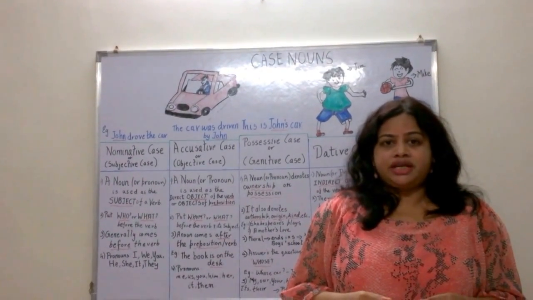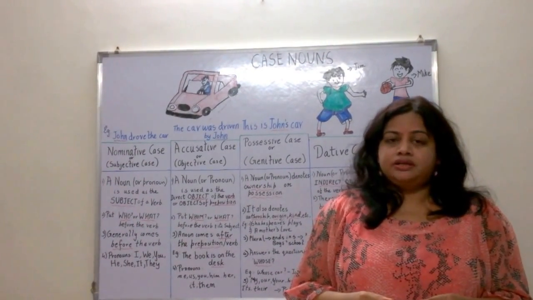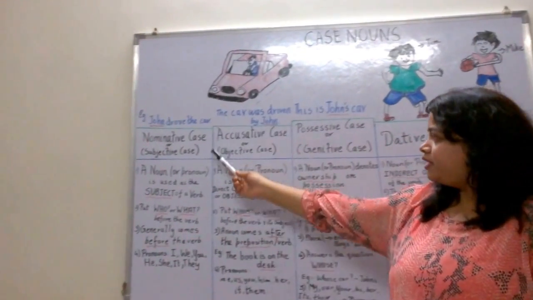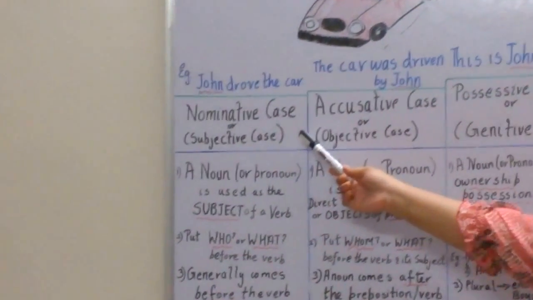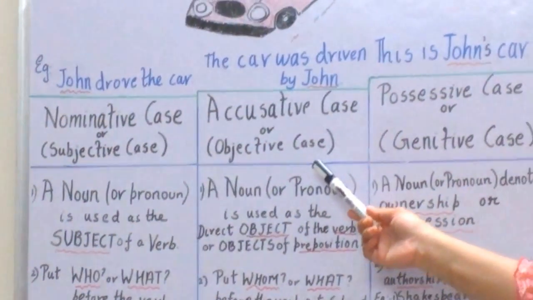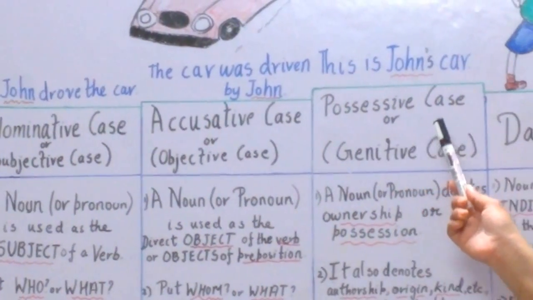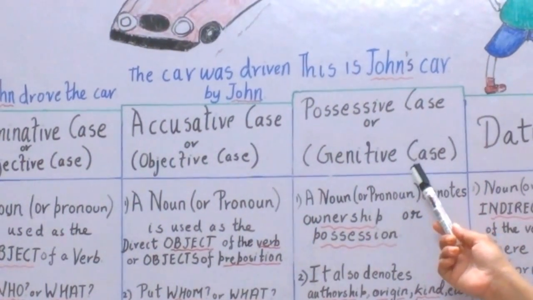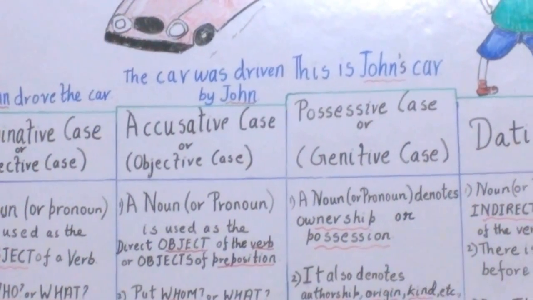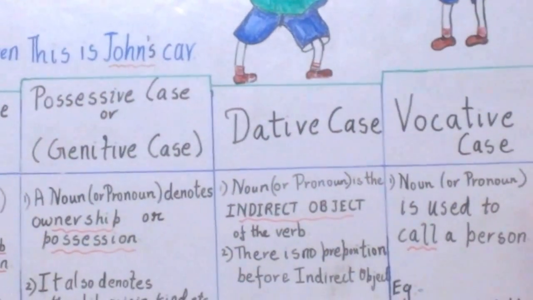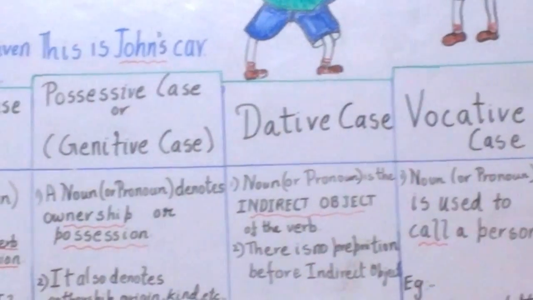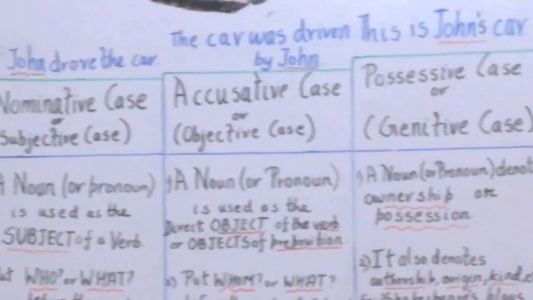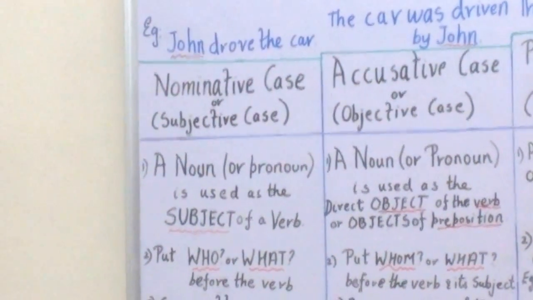Let us study the five types of case nouns. The first type is the nominative case or the subjective case. The second is the accusative case or the objective case. The third is the possessive case or the genitive case. The fourth is the dative case and the fifth is the vocative case. So let us study the first case, that is the nominative case or subjective case.